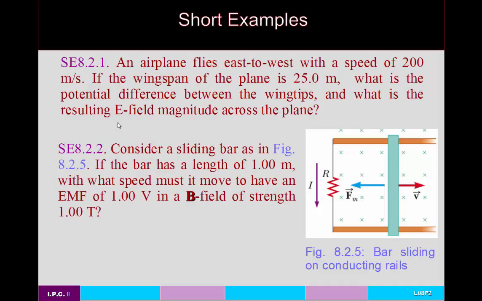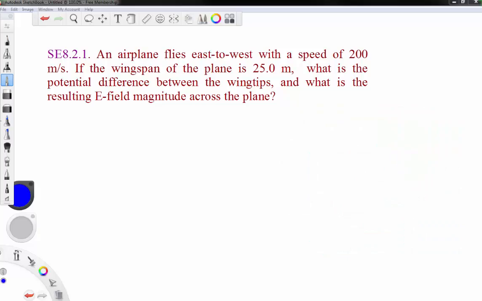Let's look at a few short examples now. All right, for the first one, we have an airplane which is flying from east to west with a given speed, and we have a wingspan, so we want to know what's the potential difference between the wingtips and what is the resulting E field magnitude across the plane.